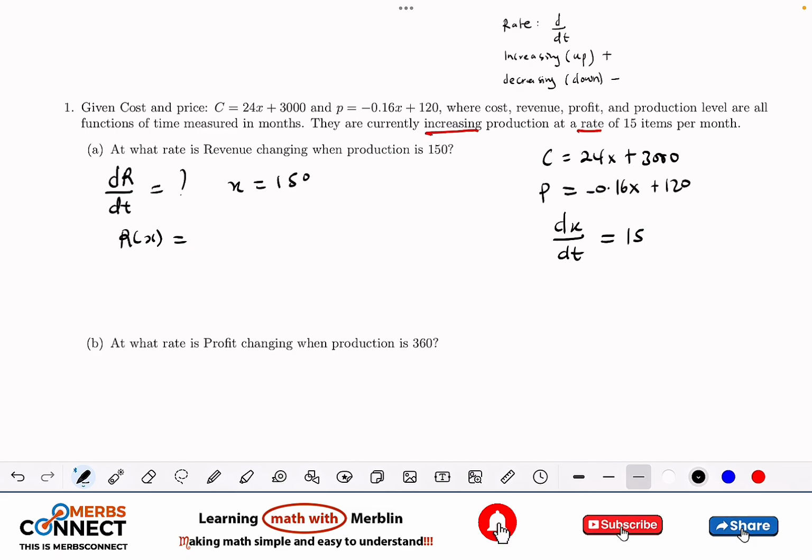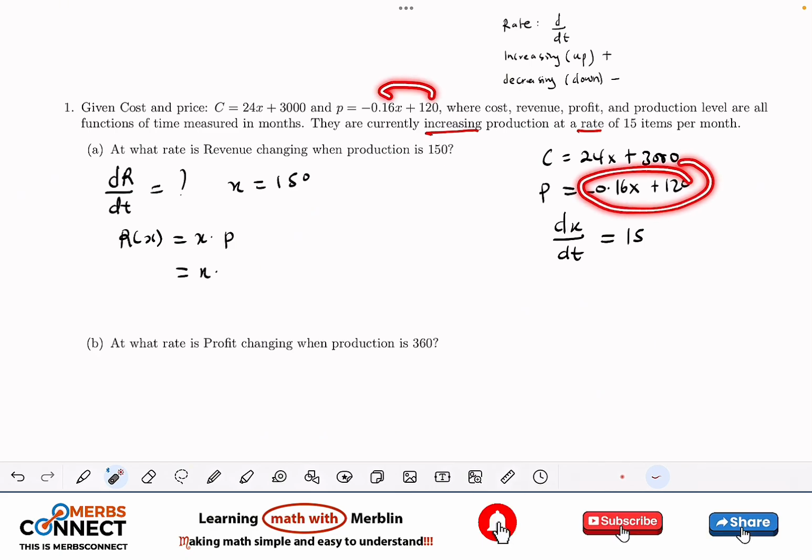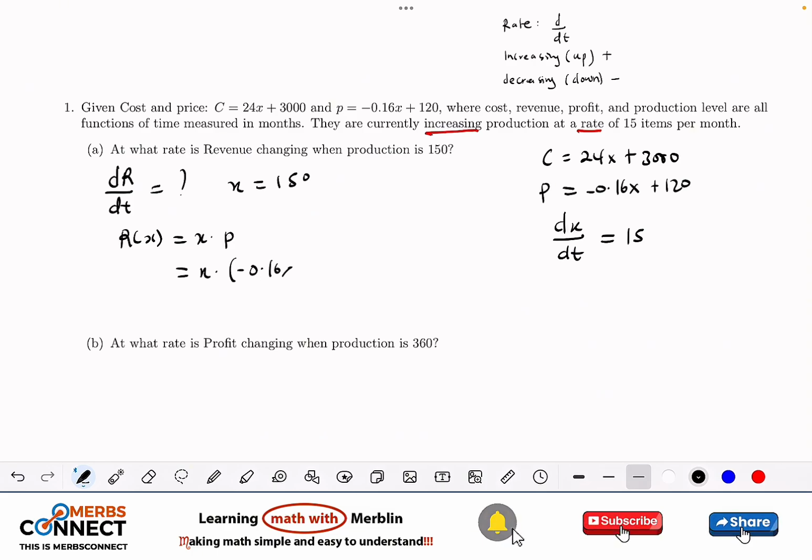So we know that revenue is the quantity times price, or price times quantity. All of them is the same. But we see that the revenue here is in terms of x. So we need to change P, which is the price. So this is going to be x times, what is the price? Price was given to us here, so minus 0.16x plus 120, and this is going to give us minus 0.16x squared plus 120x. So this is our R, which is the revenue.